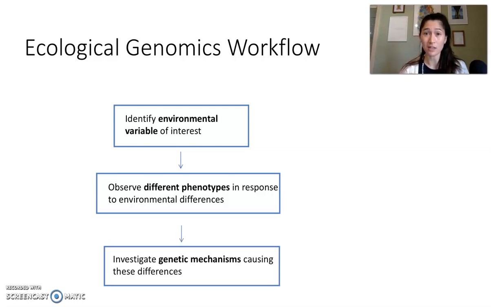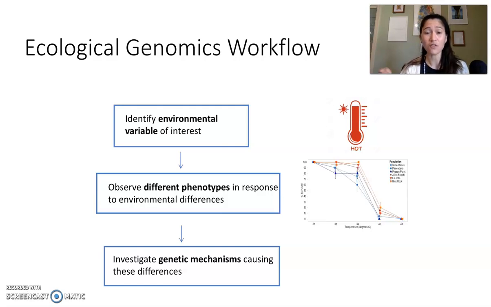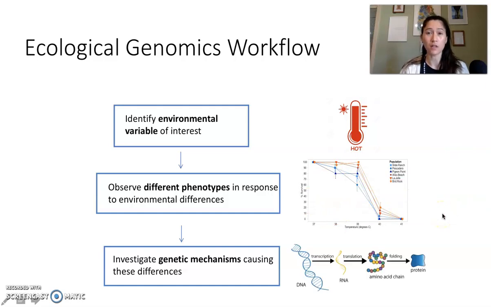And then often once that's established, the next step is to investigate genetic mechanisms that are causing those observed phenotype differences. So just as an example, in a lot of my research, that environmental variable of interest is heat. The phenotype differences are often differences in survival, like the survival curve from my data I showed in the local adaptation lecture. And then once we've established those phenotypic differences, then we can investigate the genetic mechanism. So this is illustrating this process of transcription and translation. So we can look at potential gene expression differences causing those phenotype differences.